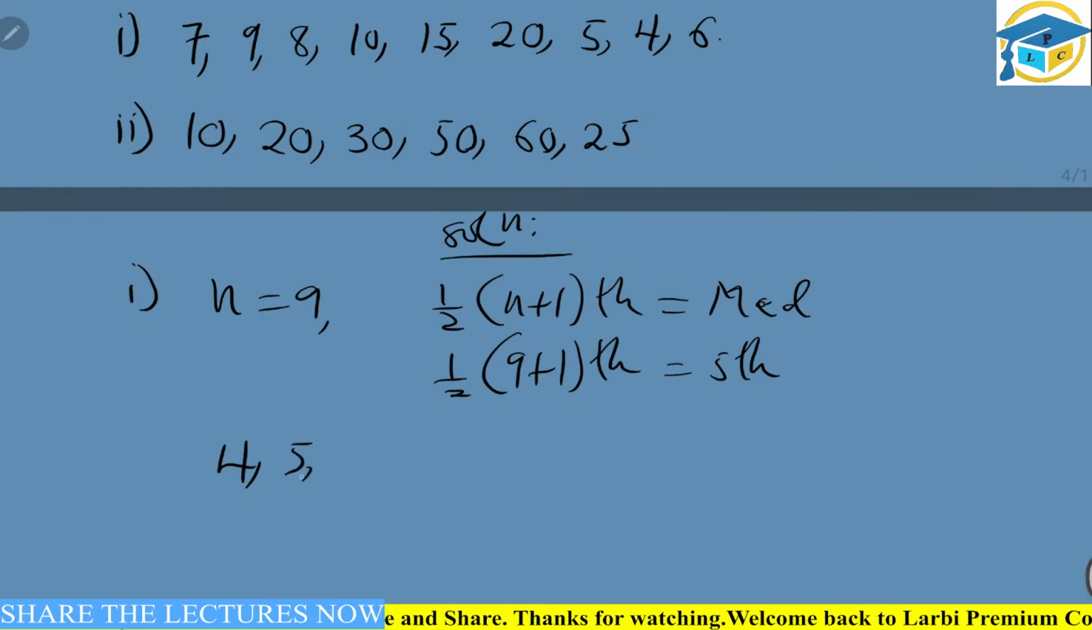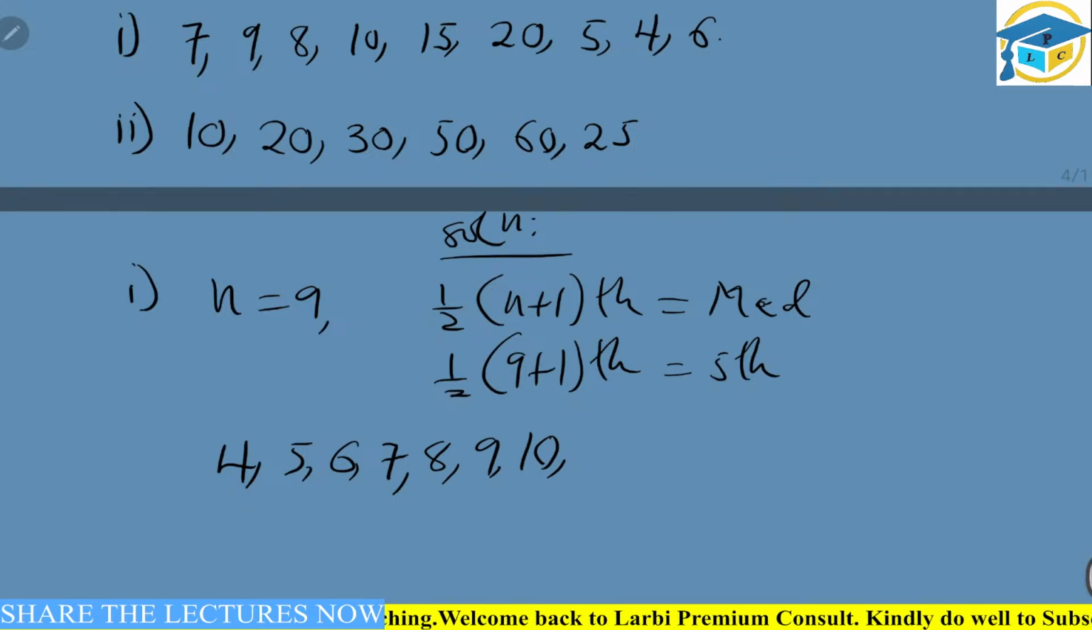From 4, we move on to 5, then 6. We have 7 there. We have 8. Yeah. We have 9. Then we have what? 10. We don't have 11, but we have what? 15. I hope that is right. And then we have what? 20. So we have 1, 2, 3, 4, 5, 6, 7, 8, 9.